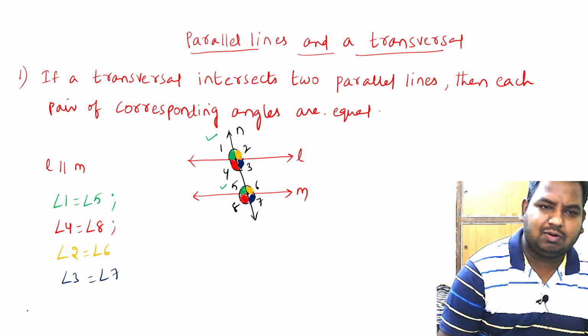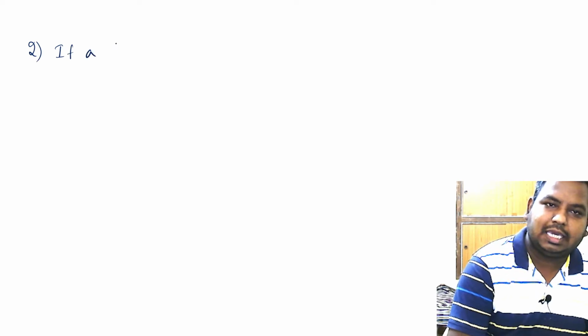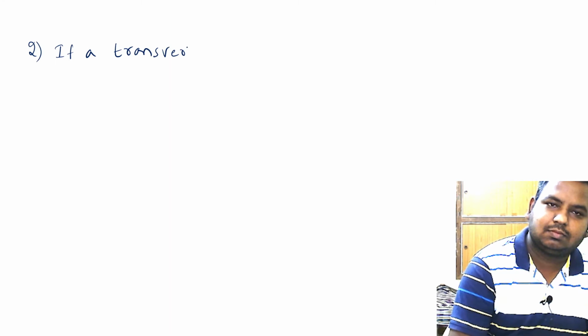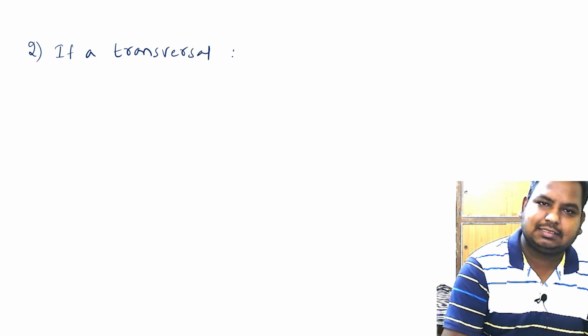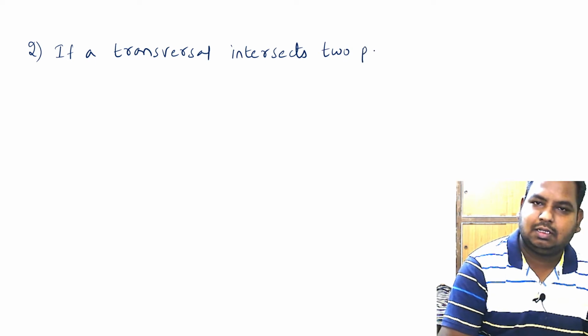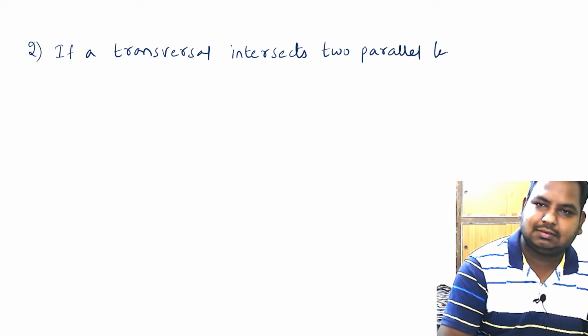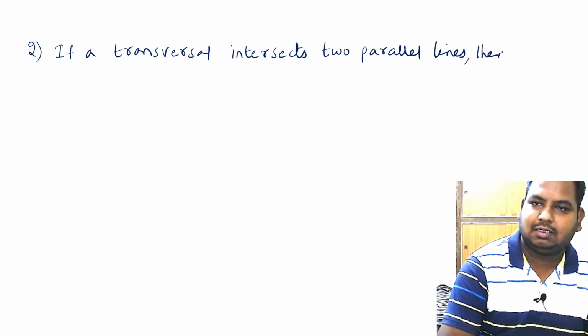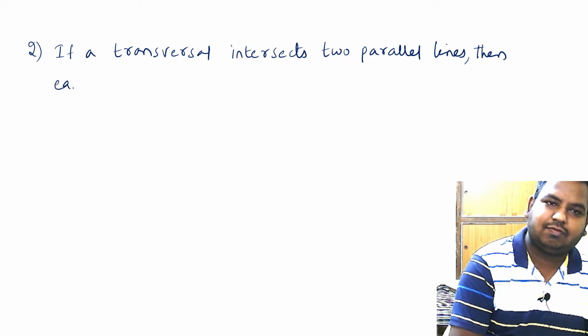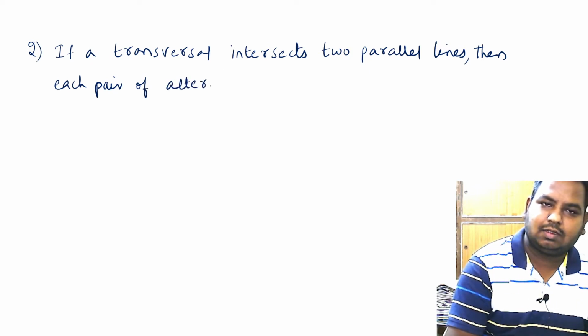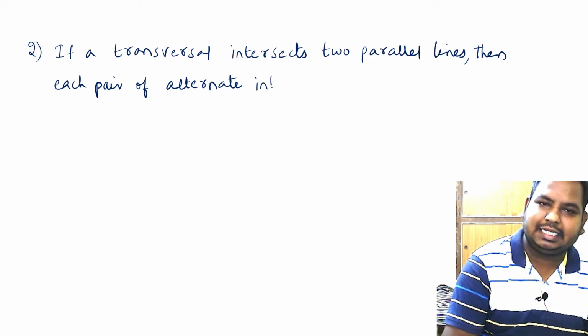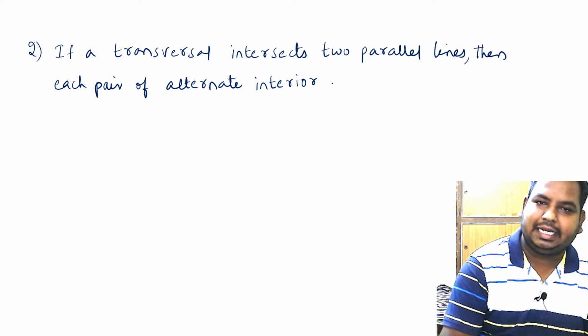Done. Now we will learn one more point. The second point is, if a transversal intersects two parallel lines, then each pair of alternate interior angles are equal. Alternate interior angles are equal.